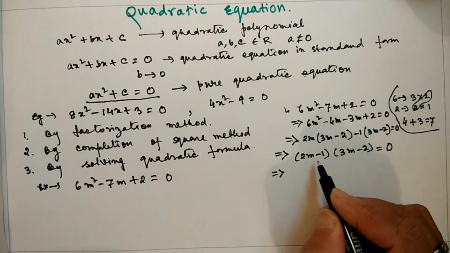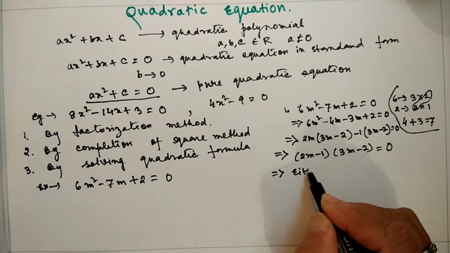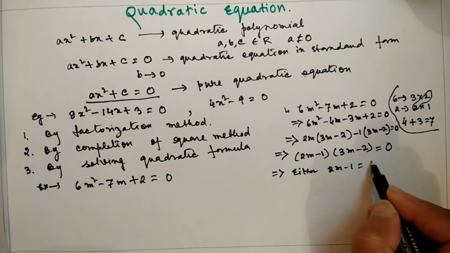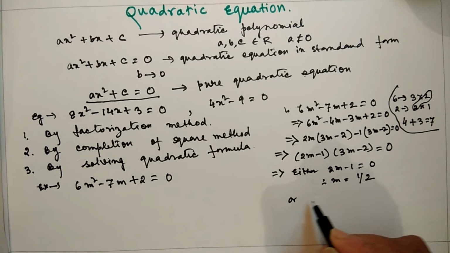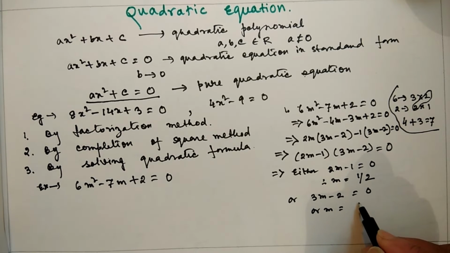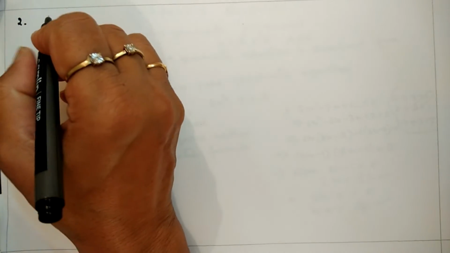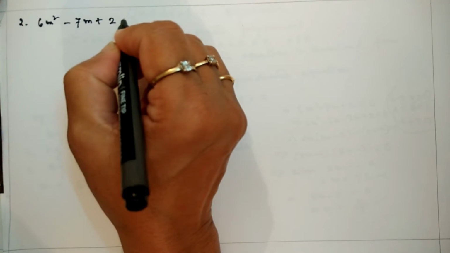Now the product is 0, so either this is 0 or that is 0. So we write either 2m − 1 = 0, then m = 1/2, or 3m − 2 = 0, then m = 2/3. So these are the two roots of m. This is the factorization method.